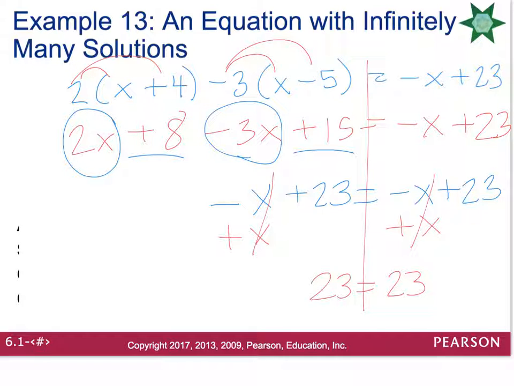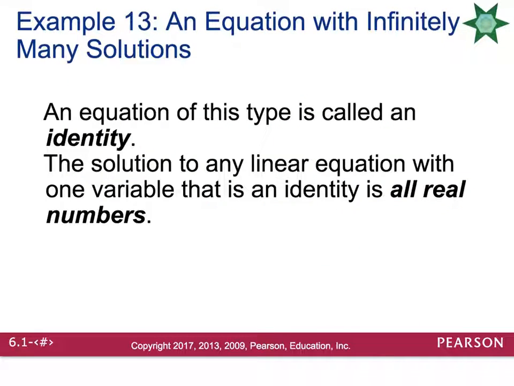Any number in the world that you substitute in for x will work. This does have a special name. An equation of this type is going to be called an identity. So the solution to any linear equation with one variable that is an identity is called all real numbers. Any real number will work.